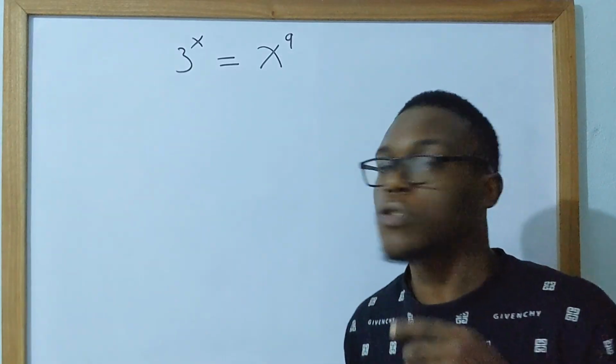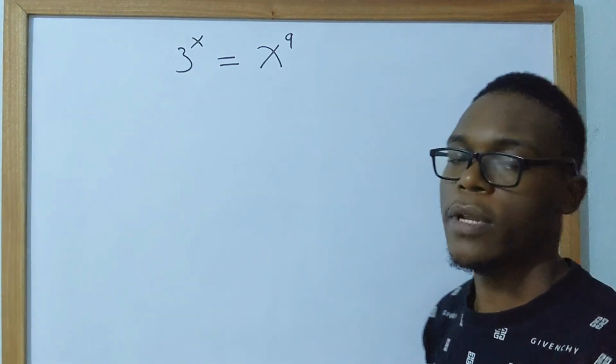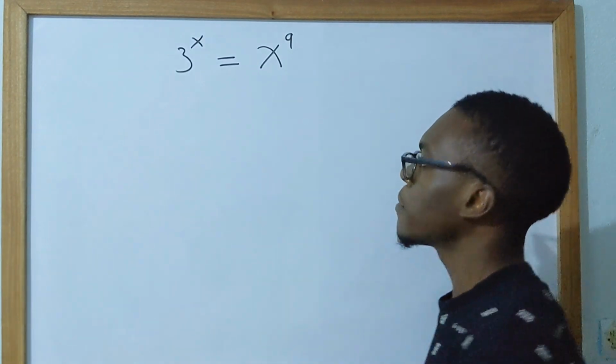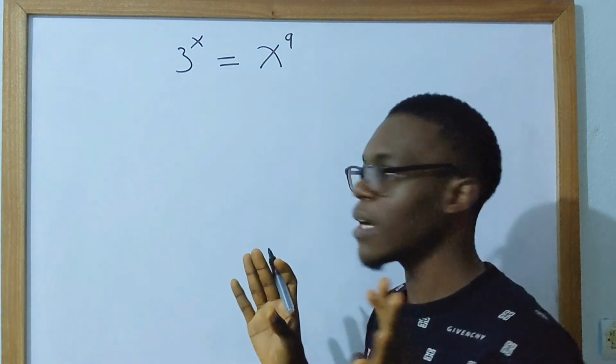There is an Olympiad math question from UNC: solve for x, given that 3 to the power x is equal to x to the power 9. We're going to use two different methods in solving this. Let's start with the easy method. If you put 3 here and 3 here, that is just logical.